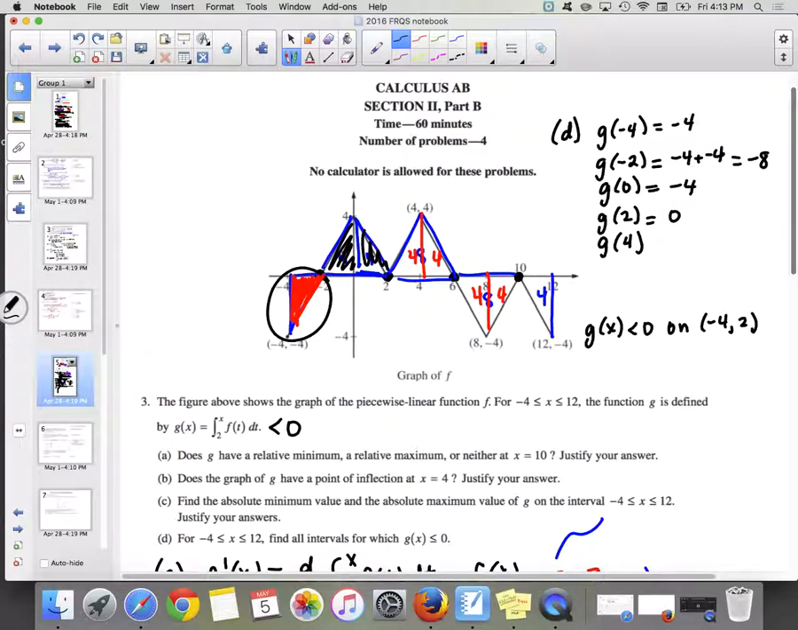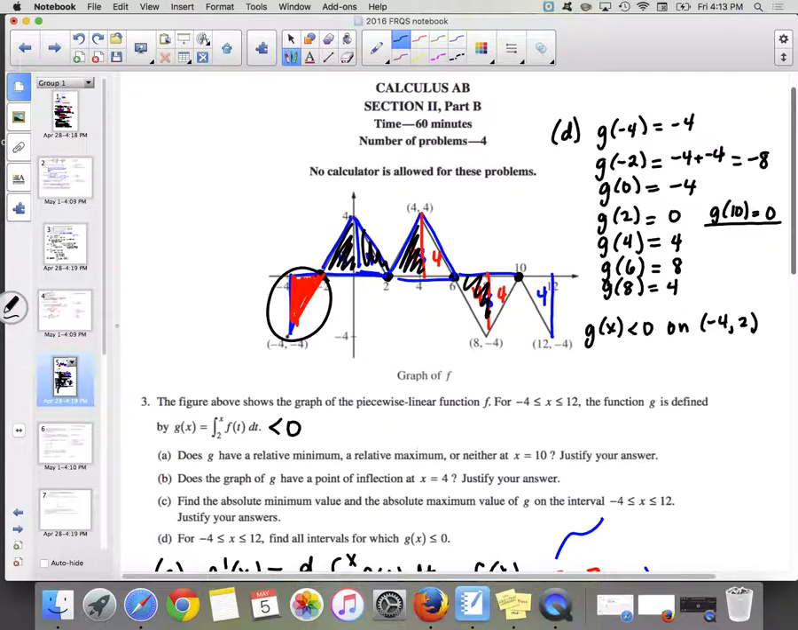So g of 4, and you could really even find g of 3, right? But g of 4 is going to be adding on another one of these 4s, so it's going to be 4. And then g of 6 is going to be adding on another 4, so 8. And g of 8 is going to be now subtracting a 4, so we're back to 4. g of 10 is going to be subtracting another 4, so we're back to 0.